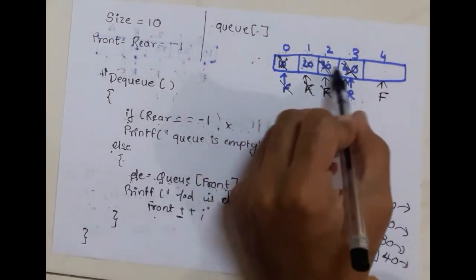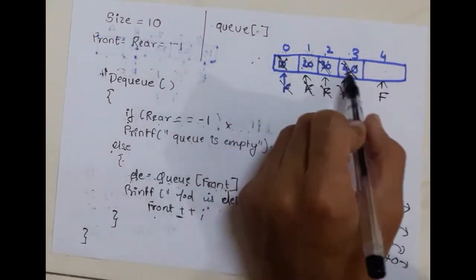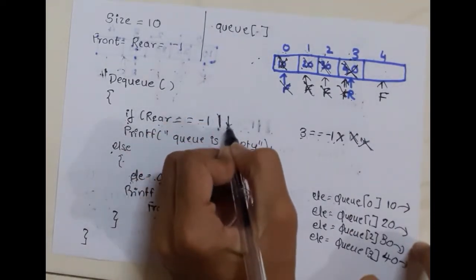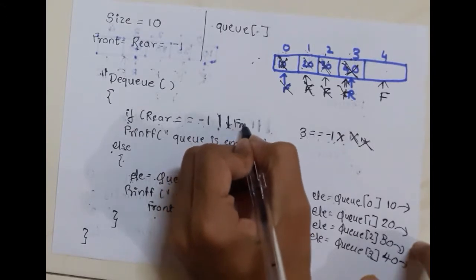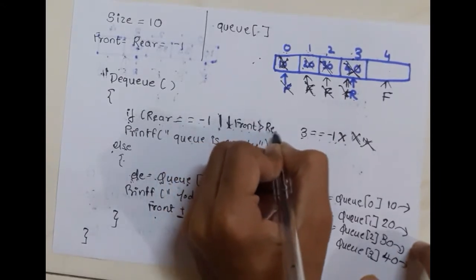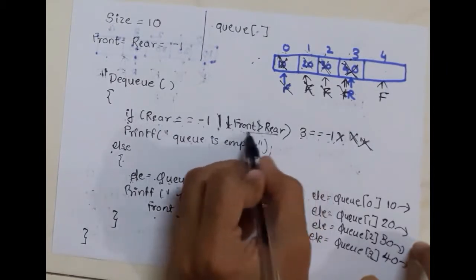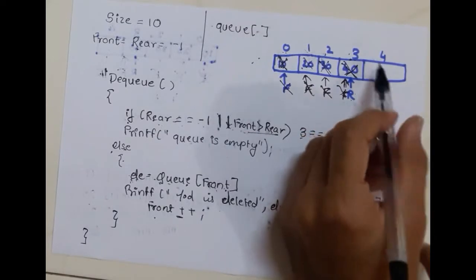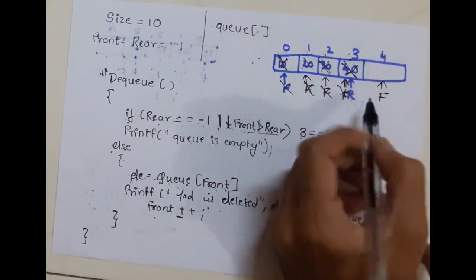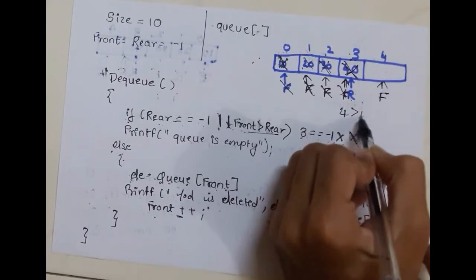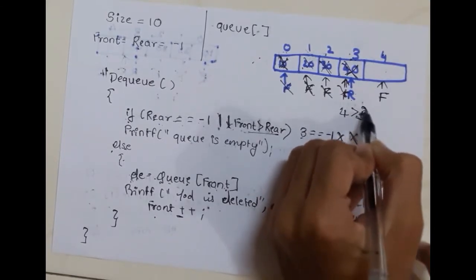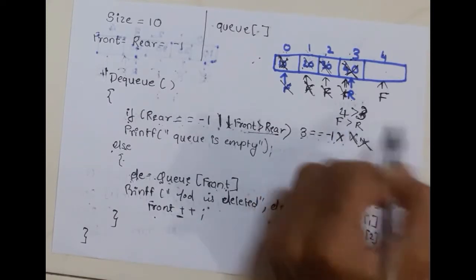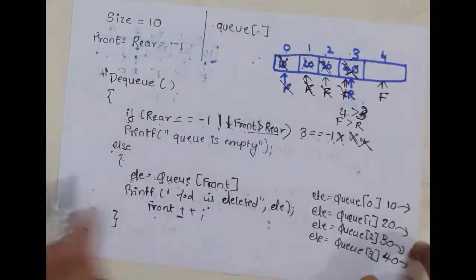You can see all the elements are deleted, isn't it? The queue is empty. So there is another condition, and that condition is or front is greater than rear. So if this condition is true, then also queue is empty. Now front is at 4 and rear is at 3, isn't it? So 4 is greater than 3. Yes, that is front is greater than rear. So if this condition is true, then also queue is empty.